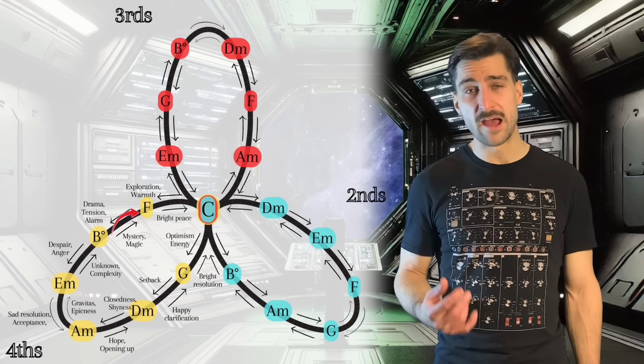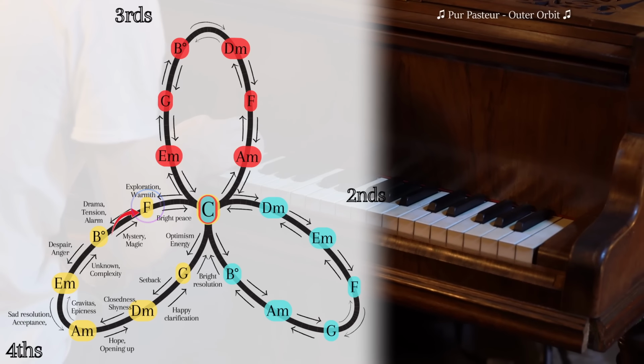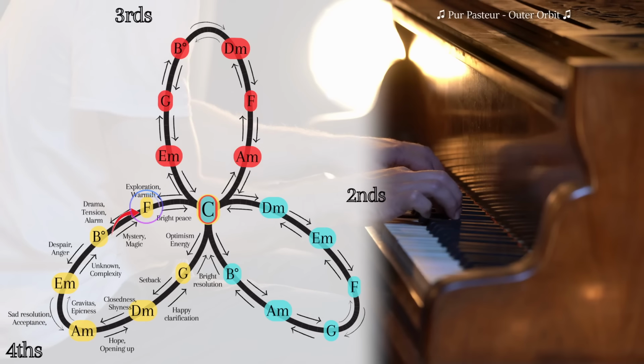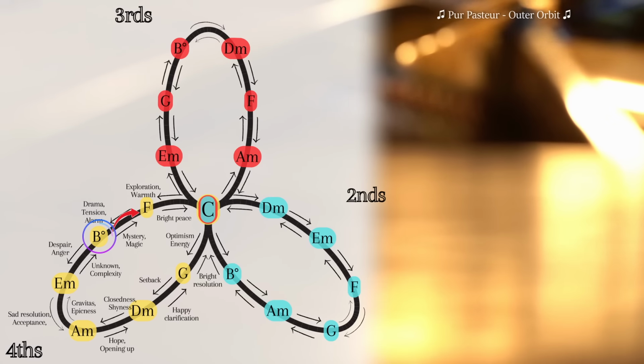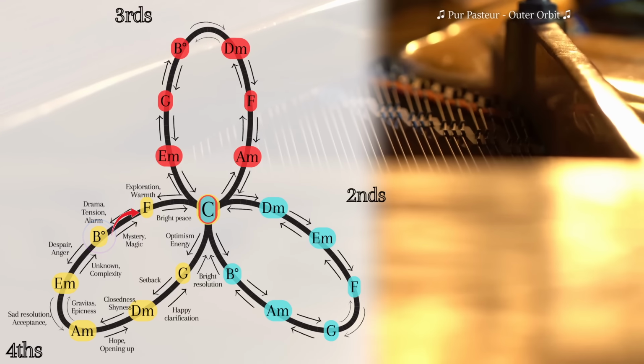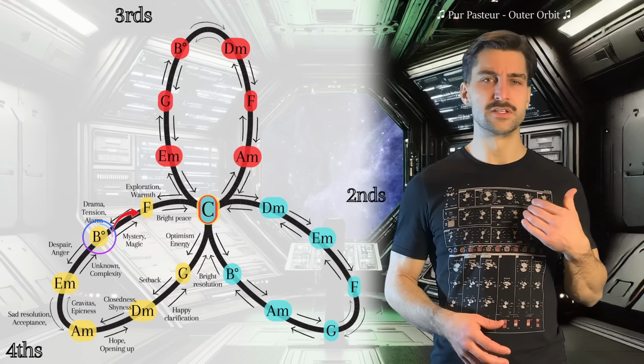So B diminished to F, I love this one, especially if you're adding a seventh on the B chord, creating a B minor 7 flat 5 chord. It's very easy to go to the F chord from there, and it creates this kind of magical, mysterious atmosphere, which is not unrelated to the Lydian mode. You can check out this video if you want.